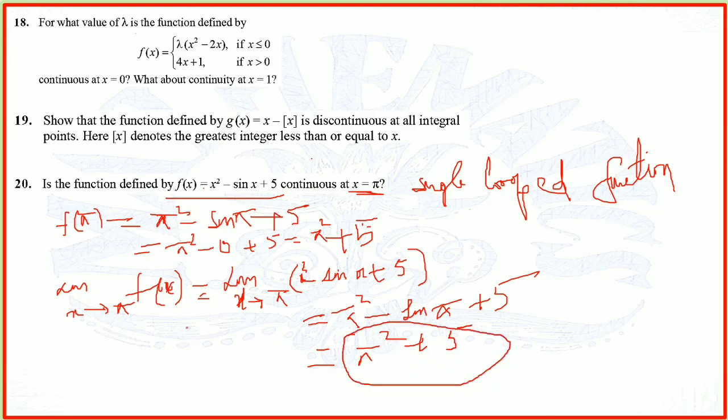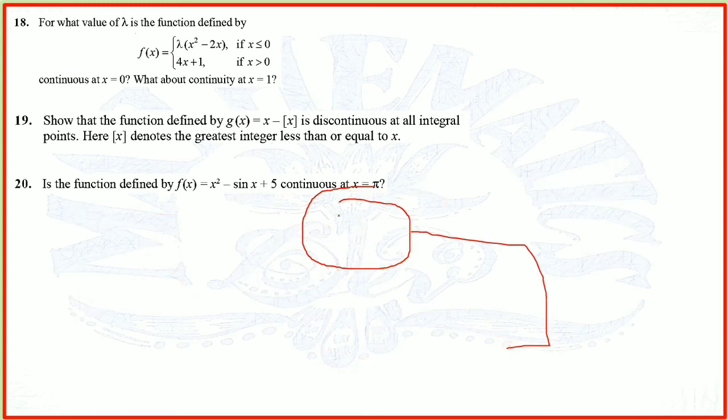Now look, limit x tends to pi is pi square plus 5, and this value f of pi is again pi square plus 5. These two are equal, hence the function is continuous at x is equal to pi. So this way we will be solving.